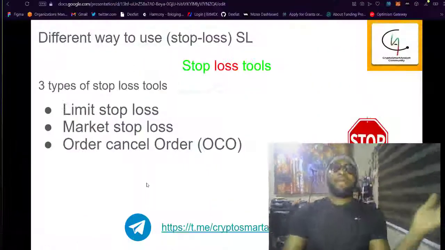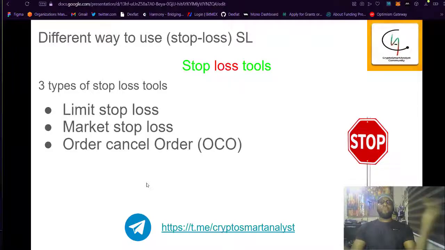What types of stop loss do we have? We have limit stop loss, market stop loss, and order cancels order, that's OCO. And there's more to that. There's a way to use your limit stop loss, market stop loss, and OCO.